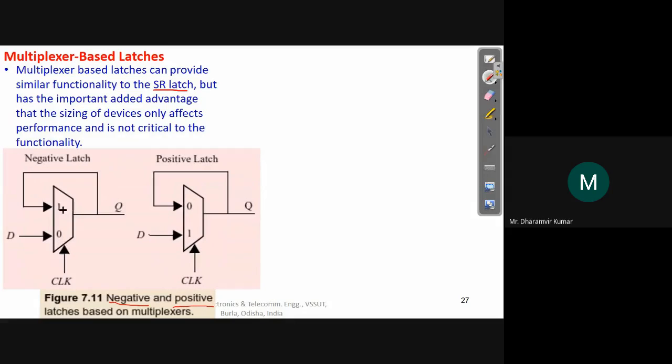Look at this. Let us see. When clock is 0, it means that this is the select line for this multiplexer. This is a 2:1 multiplexer. When clock is 0, this input will be forwarded to the output, and this will become equal to D.